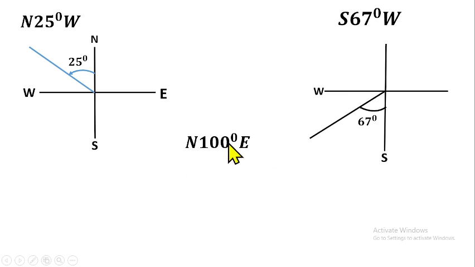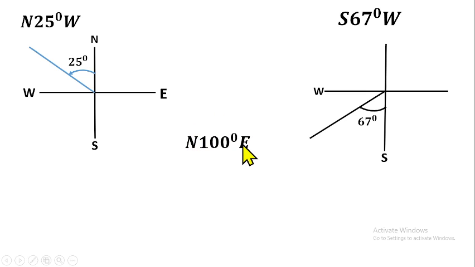You have 100 degrees northeast. Is this bearing valid? It's a question I want to ask you. I want you to answer. Is this bearing valid? The answer is no. The bearing is not valid because you cannot move from the north to the east 100 degrees, knowing fully well that between north and the east, the total angle there is 90 degrees.